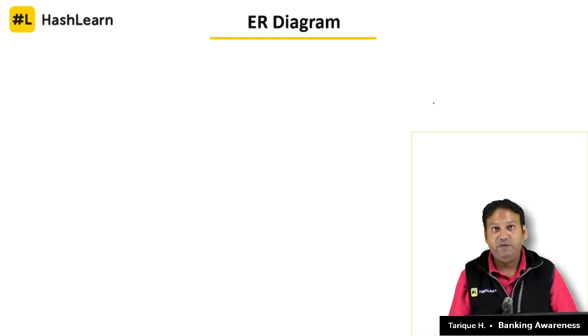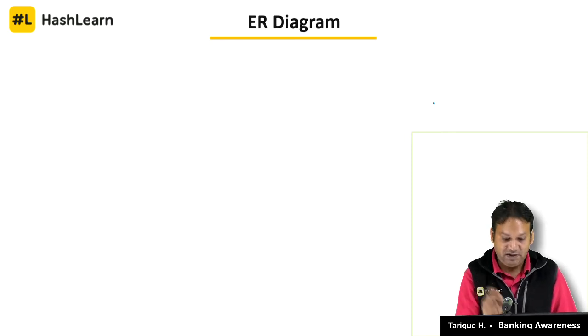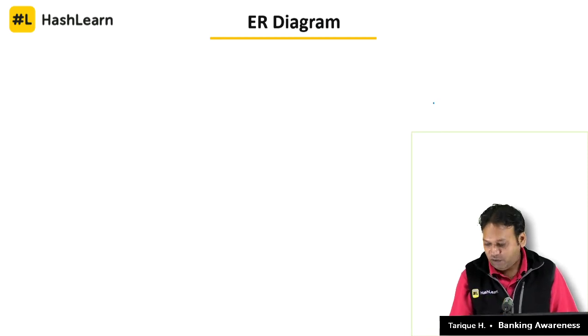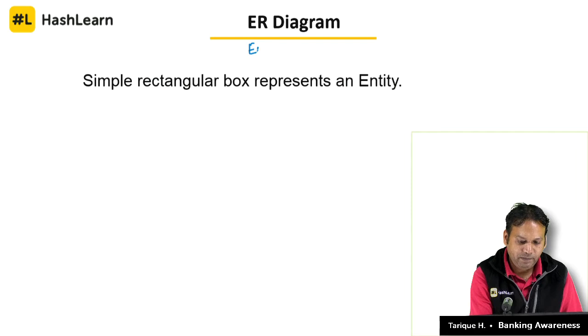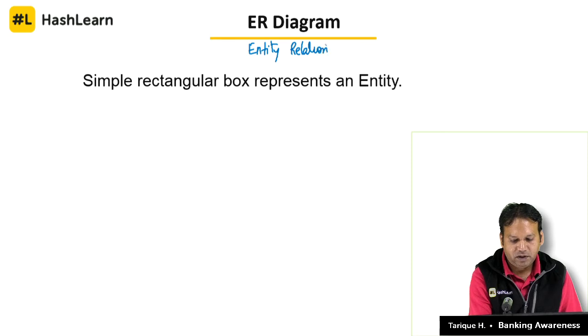What is more important for you from database management system is ER diagram. Entity relationship diagram is more important for you for your exam purpose for IBPS PO mains. So what is ER diagram? First of all, this is entity relationship diagram, and the relationship between different entities, that is the purpose of this.